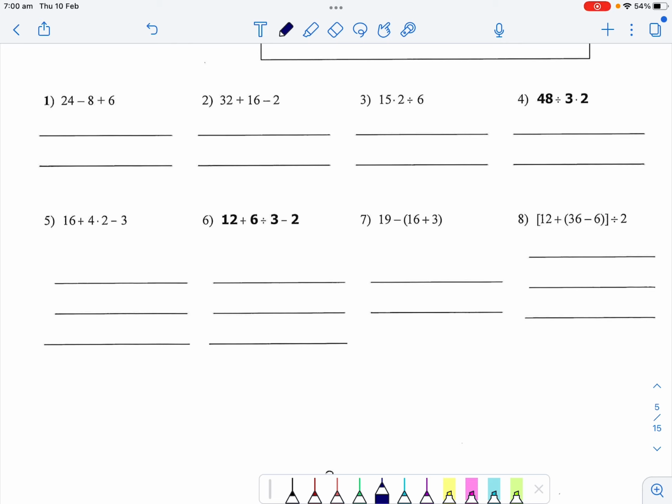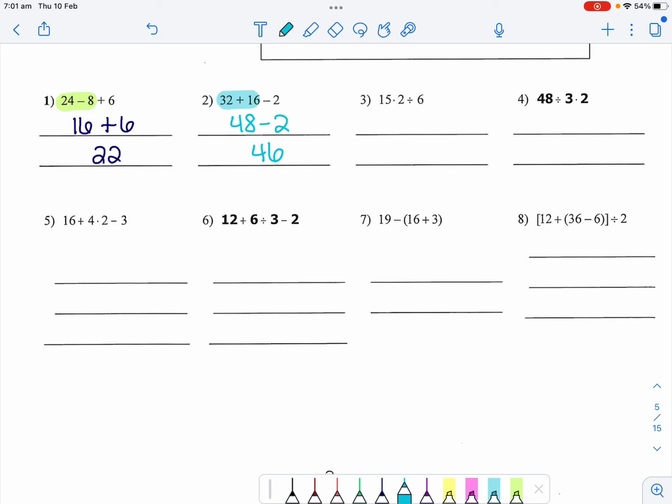So number 1 says 24 minus 8 plus 6. That is all addition and subtraction. So I'm going to go from left to right. Well, from left to right, 24 minus 8 comes first. So my first line is going to say 16 plus 6. And now I'm left with addition. 16 plus 6 is 22. Number 2, I flipped the order. So I've got 32 plus 16 first. We got the addition first. So 32 plus 16 is 48 minus 2. And 48 minus 2 is 46.